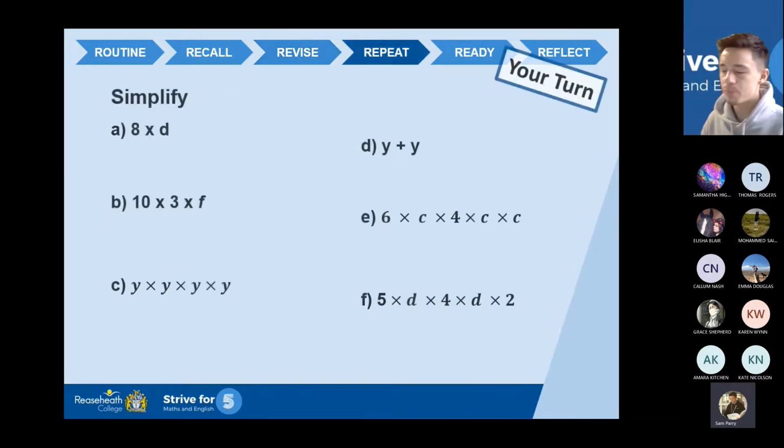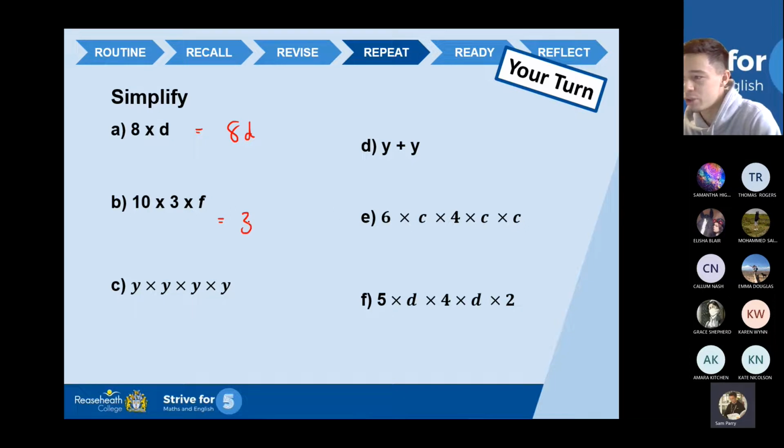Okay. So these are the 6 that you guys had. So look and listen carefully, because what I'll try and do is explain them a little bit better than just rushing through them. So 8 times d, by simply putting 8d, it's summarizing it together, it's simplifying it, saying I've got 8 lots of d. Okay, so 8d for the first one. For the second one, remember we're dealing with the numbers first. So 10 times 3 is 30. 30 times by f is going to be 30f.